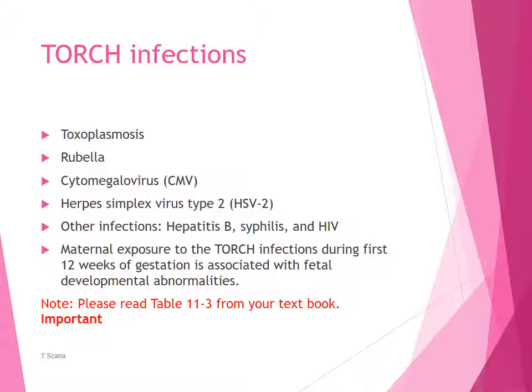TORCH infections. T for toxoplasmosis, R for rubella, C for cytomegalovirus, H for herpes simplex virus type 2 or HSV2, O for other types of infections such as hepatitis B, syphilis and HIV. And maternal exposure to TORCH infections during the first 12 weeks of gestation is associated with fetal developmental abnormalities. These are very important. I want you to read from your textbook. Please remember to read this. And thank you for listening.